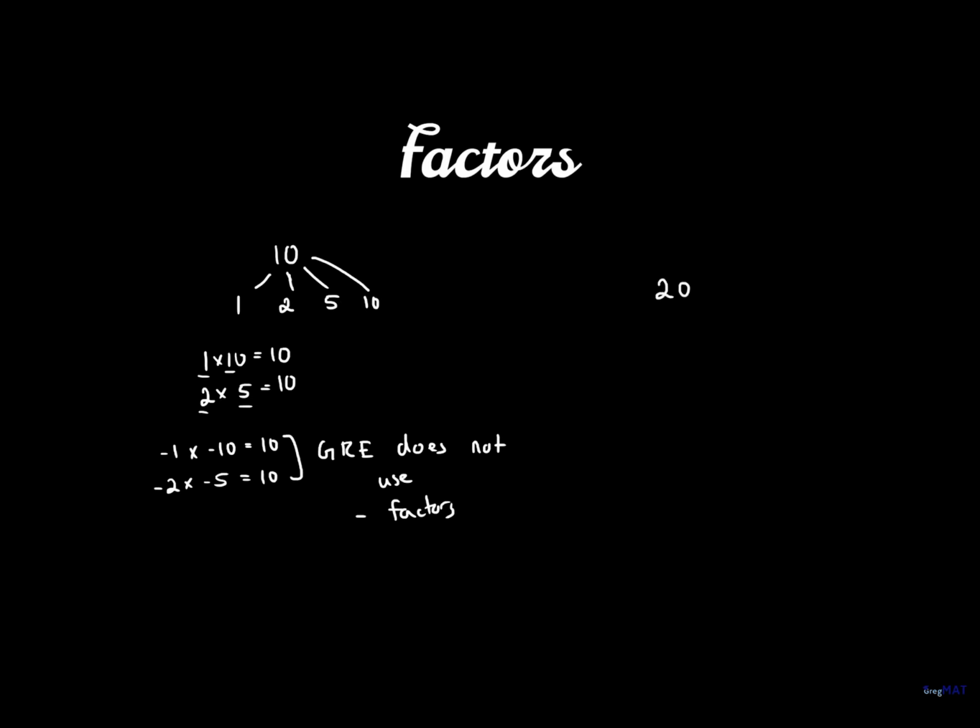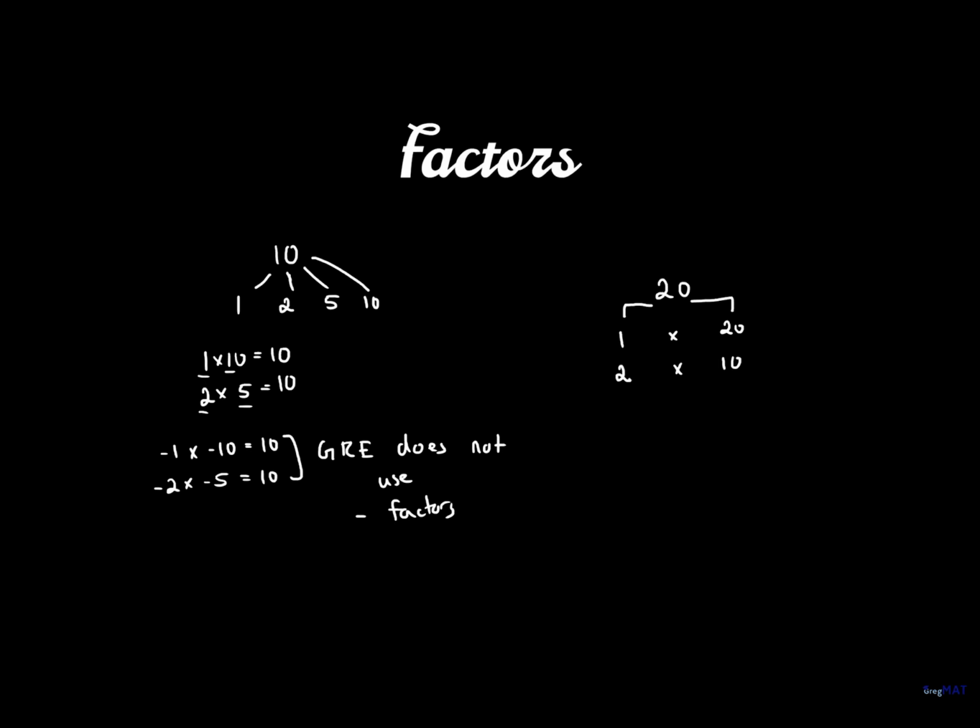So 20. Let me show you my process, Greg's process. What I do is I always start with 1. And of course, 1 times 20 gives us 2 of the factors right here. I then go up and find the next factor of 20. Notice 3 doesn't go in there. The next one is 2, and then it's going to be 2 times 10.